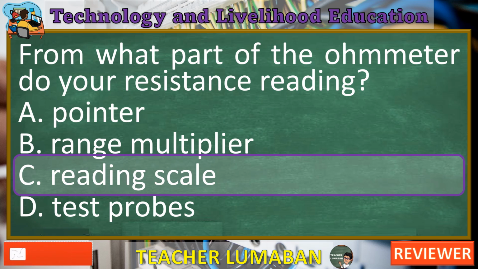Test probes, these are the leads or wires that connect the ohmmeter to the circuit or component being measured. They do not display the resistance reading but facilitate the measurement. Therefore, the part of the ohmmeter from which you read the resistance value is the reading scale. This is where you look to see the measurement indicated by the pointer.